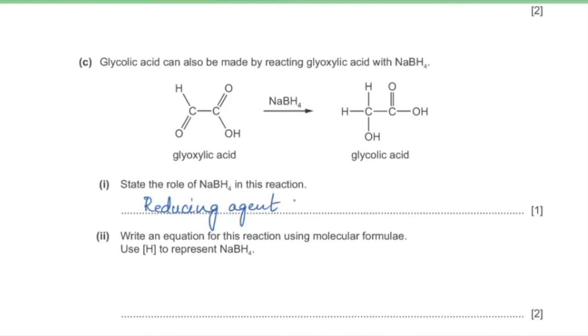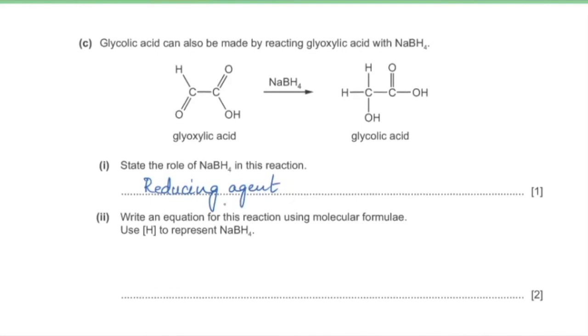Part 2, write an equation for this reaction using molecular formulae. So glyoxylic acid has a molecular formula of C2H2O3. It reacts with NaBH4, which we will be representing with the use of this H. This gives glycolic acid, which has a molecular formula of C2H4O3. There will be 2 moles of H.